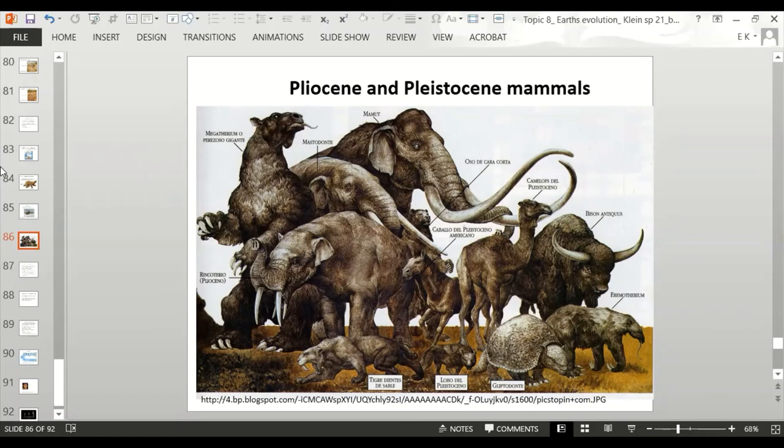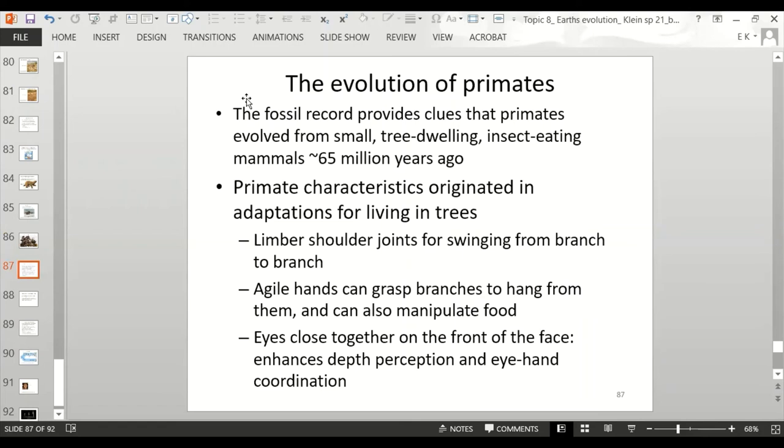Okay. So then what about primates? The fossil record provides clues that primates evolved from small, tree-dwelling, insect-eating mammals about 65 million years ago. Primate characteristics originated in adaptations for living in trees. So primates have limber shoulder joints that allow for swinging from branch to branch.